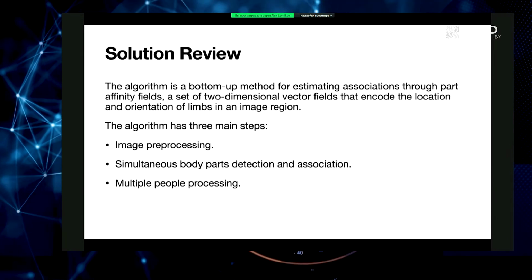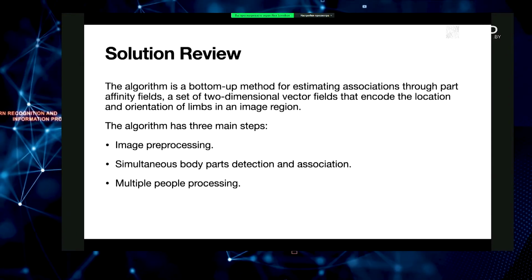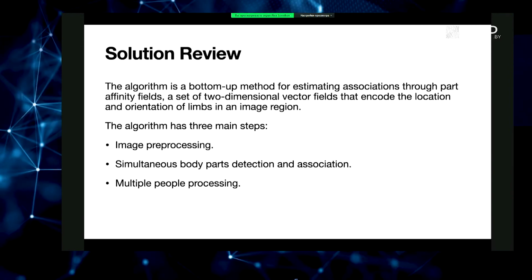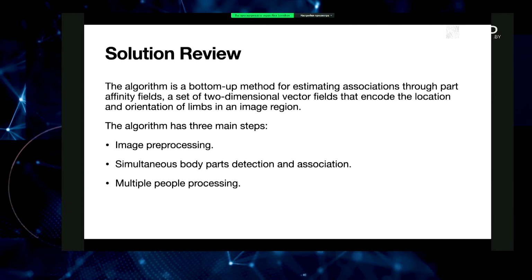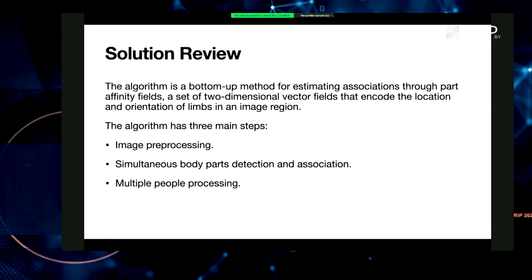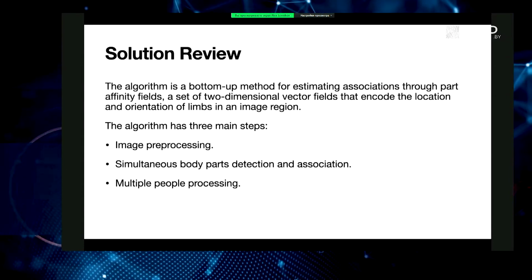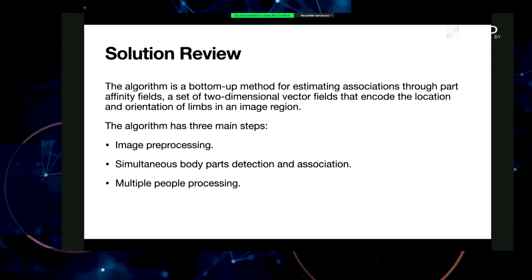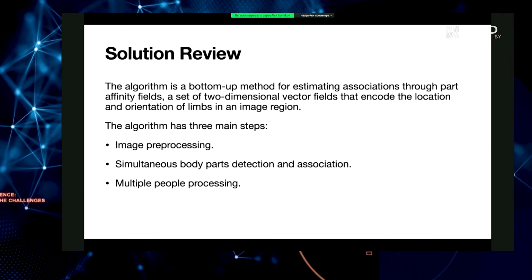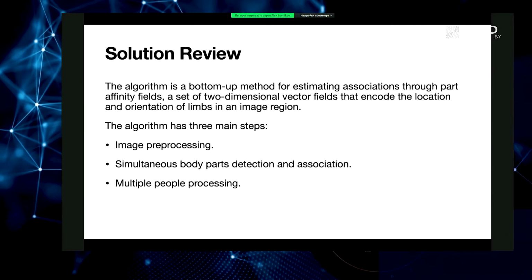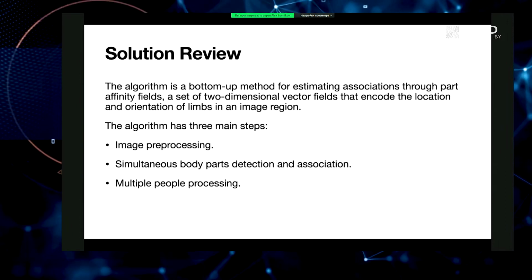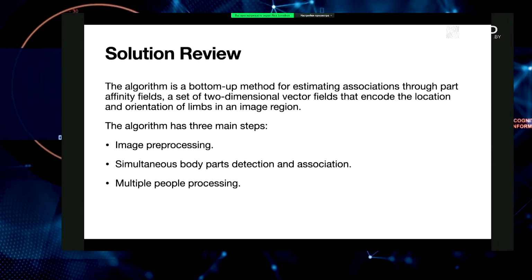Okay, so how did we solve that? The algorithm is a bottom-up method. So we estimate associations between parts, body parts. That means arm, for example, leg, chest, and so on. And also we estimate the two-dimensional vector fields, which help us to encode the location of each body part. Actually, the location of each joint. A joint is, as you know, a moving part of the body, right?